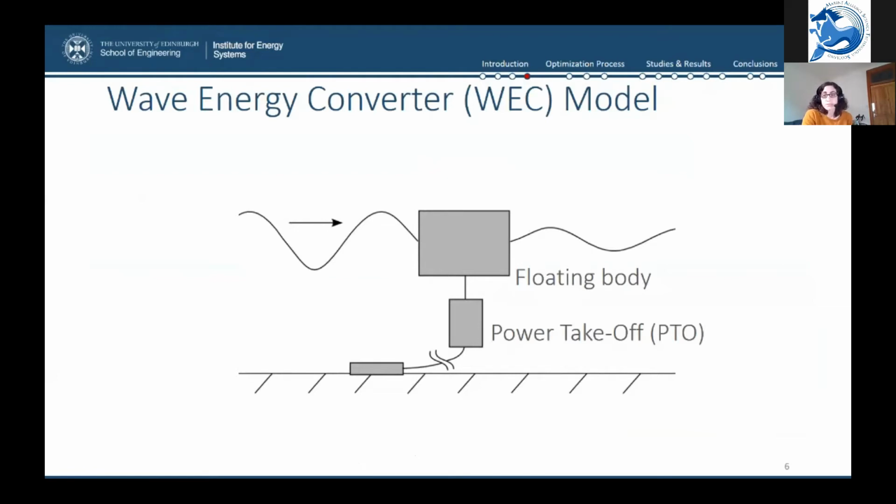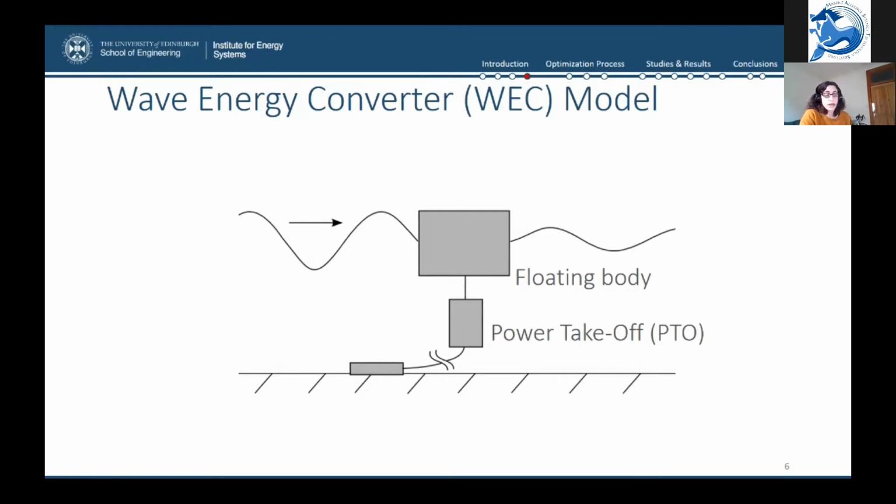In a simplified way, these are the main components of a wave energy converter. And to extract more energy from the waves, the natural frequency of the floating body needs to match the frequency of the incoming waves, since if they match, the body oscillations will be larger. So the natural frequency of the floating body will depend on its shape, on the device shape.